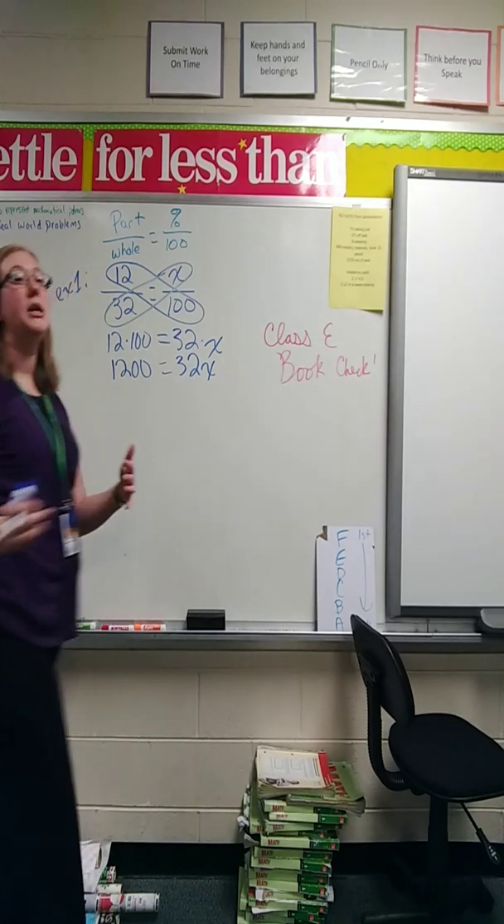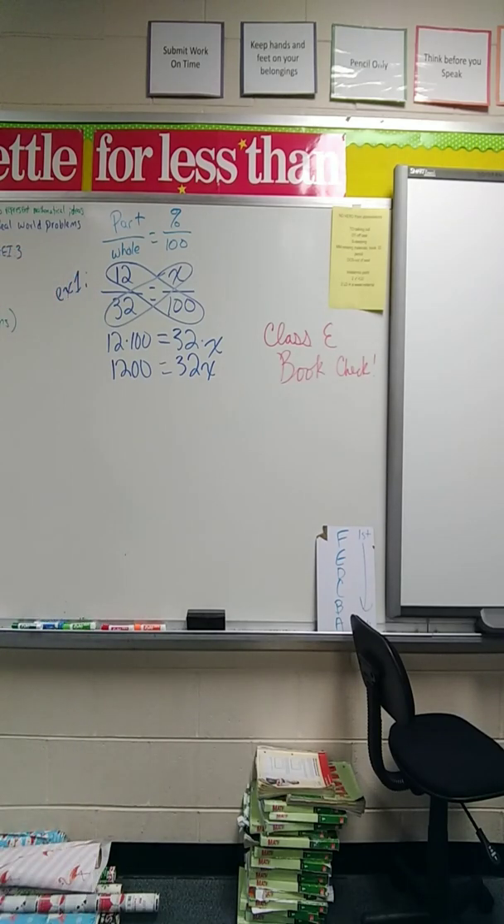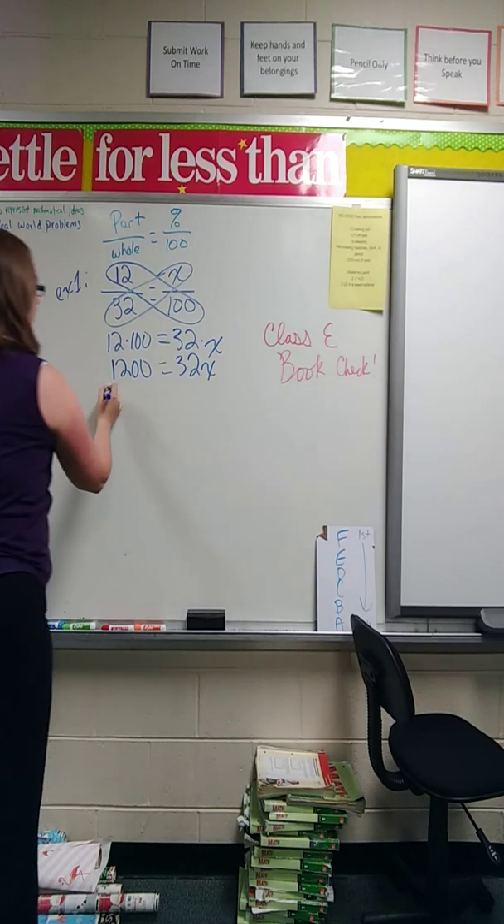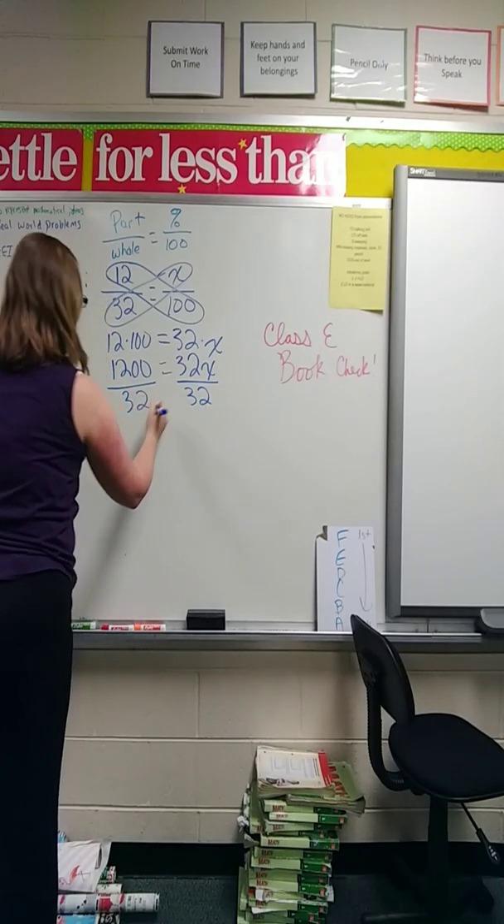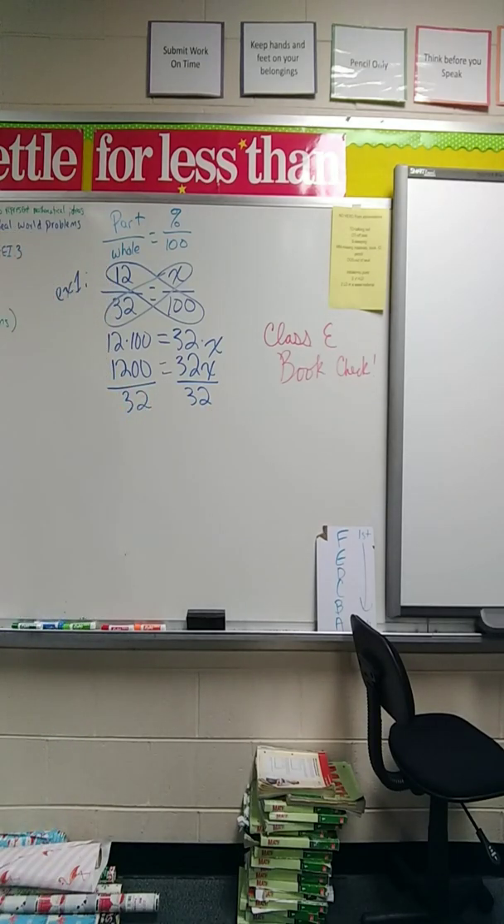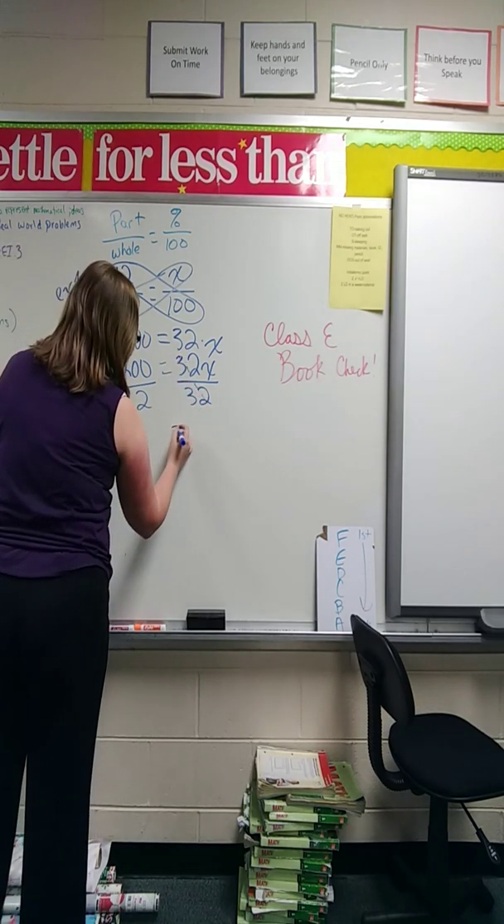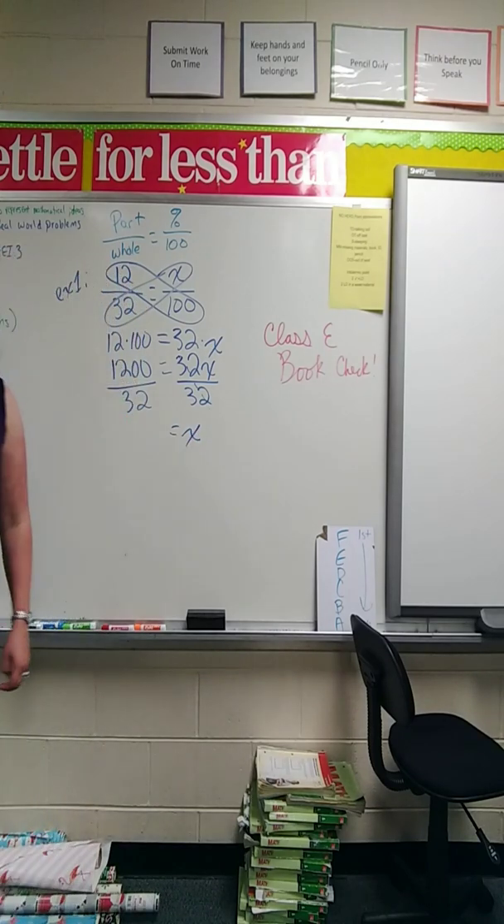Alright, what do I do next? Because I don't want to know how many 32x's there are. I want to know what 1x is. Yes, sir. You divide both sides by 32. Okay, and why am I dividing by 32? To get x by itself. Because 32 is on the x side. Okay, we're going to divide by the number attached to our variable to get the variable by itself. My 32's cancel. I'm left with x.